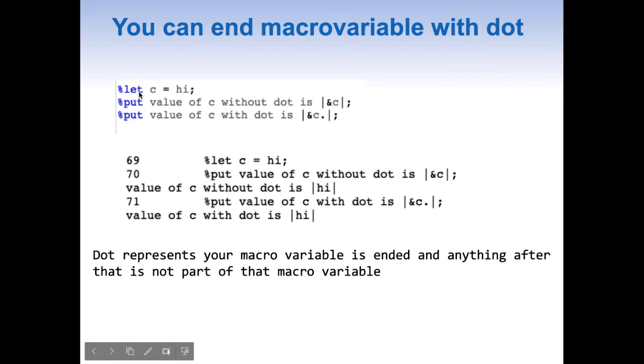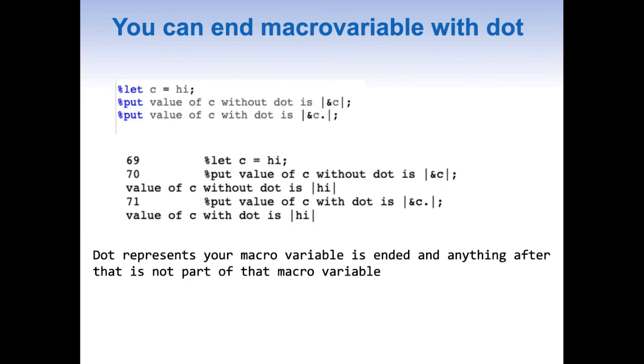Here I am defining my macro variable %let c equal to high. This macro variable I can reference as ampersand c or ampersand c dot. Both of them are going to give me the same result of high. Now if we run this code, we are going to see the following result in our log. The value of c without dot is high, and the value of c with dot is high. So both of these statements just resolve to high.